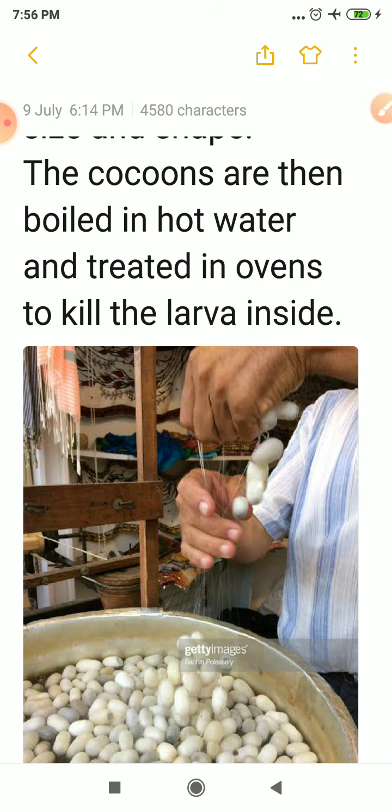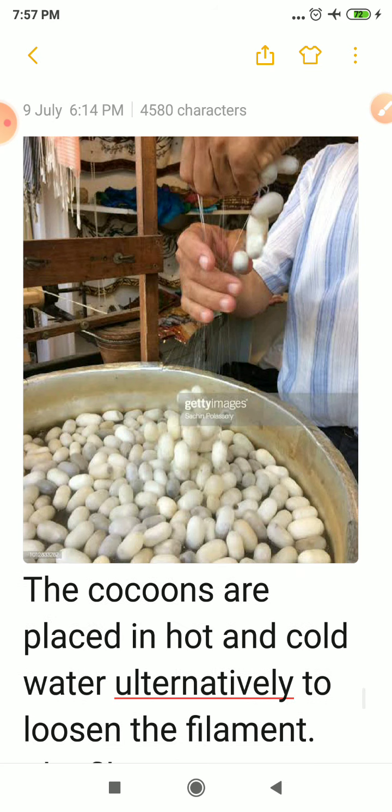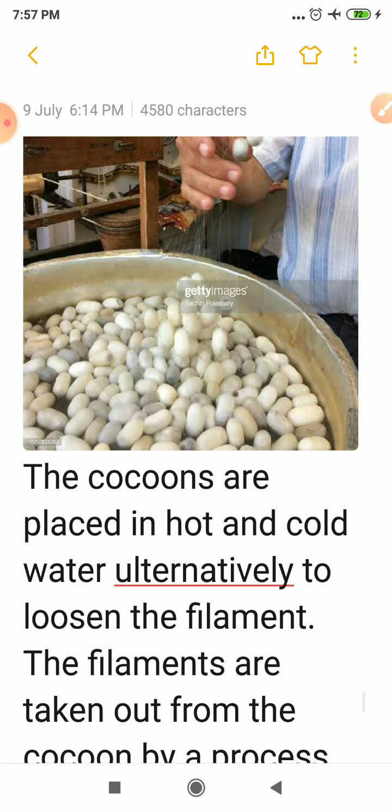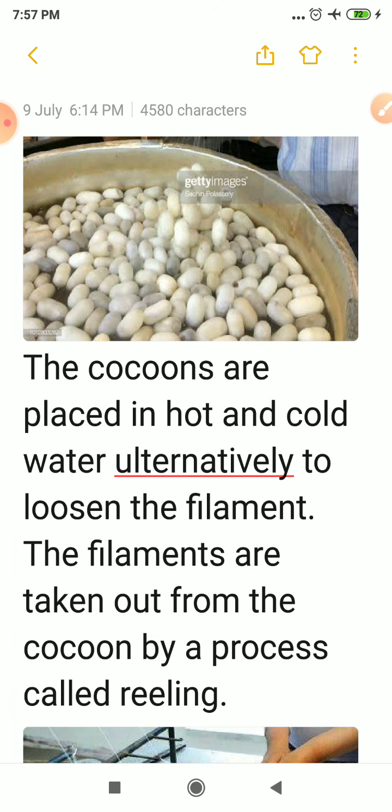To kill the larva, the cocoons are boiled in hot water and treated in ovens, and after that the cocoons are placed in hot and cold water. Why are they placed again in hot and cold water? To loosen the filaments. These filaments are taken out from the cocoon by a process called reeling.